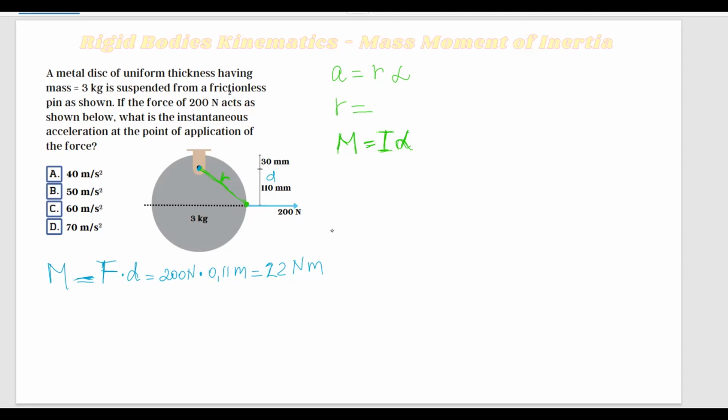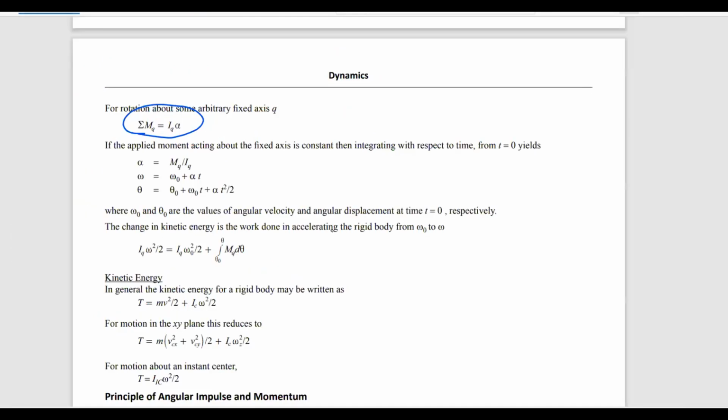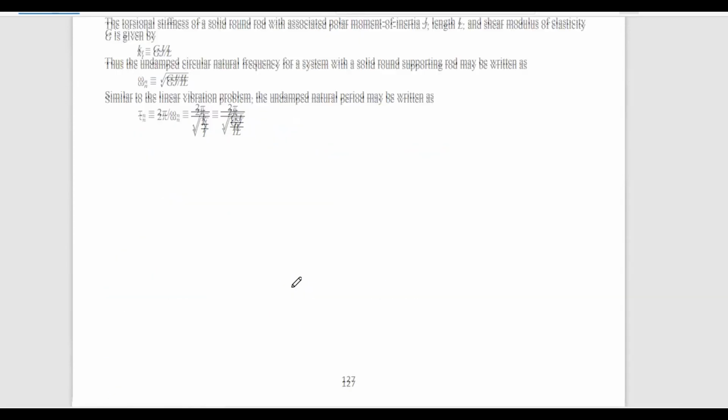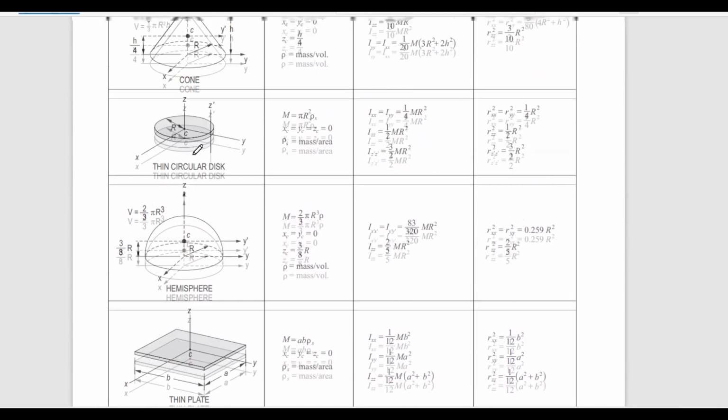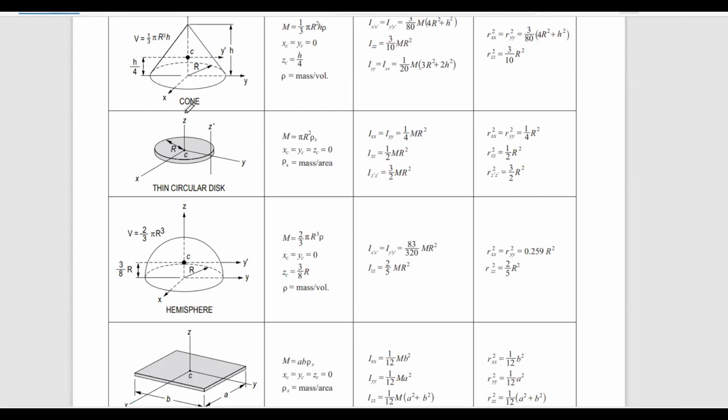Now I have to calculate the mass moment of inertia, and this is a good exercise for you to practice for different shapes. We have to calculate the mass moment of inertia about the hinge. So it's the mass moment of inertia about its central axis plus the mass multiplied by distance squared. We have a metal disc, so I'm going to go all the way down to the end of the dynamics section and find the thin circular disc. There you go, this is our shape. We need the moment of inertia about the Z axis, so we're going to use this one over here.